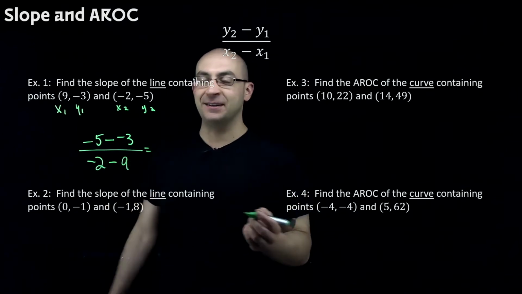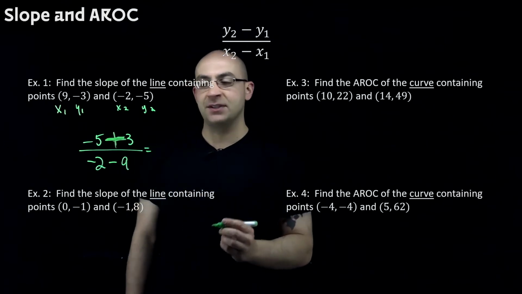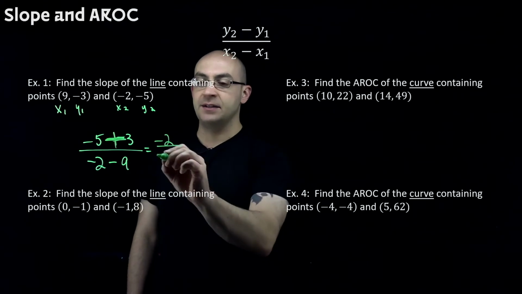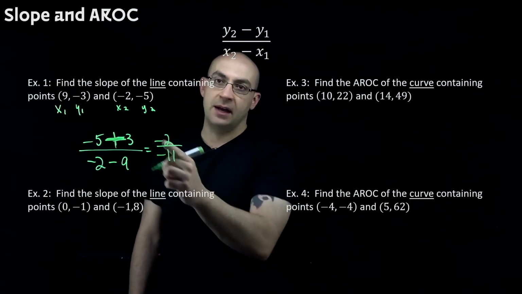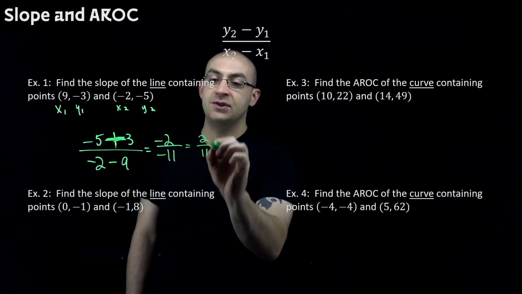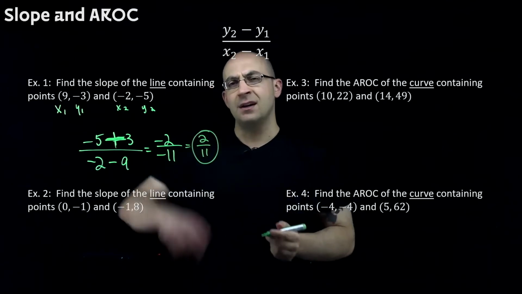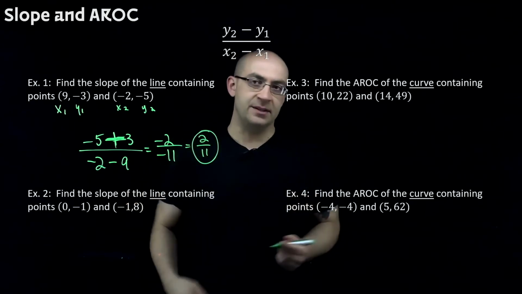So let's go ahead and evaluate this. The double negatives become one big plus sign, and that's going to be a -2, and -2 minus 9 is -11. The only simplification that I have to do here is a negative divided by a negative is a positive. So my final answer is 2 over 11, meaning rise 2, run 11. So this line is not particularly steep. It would be something that you could walk up pretty easily.